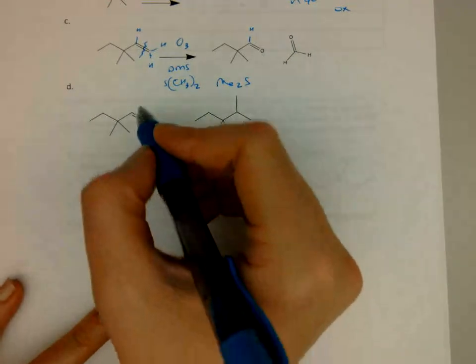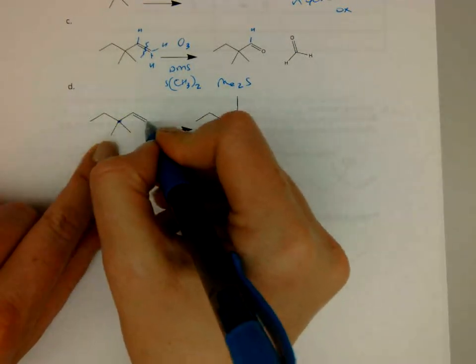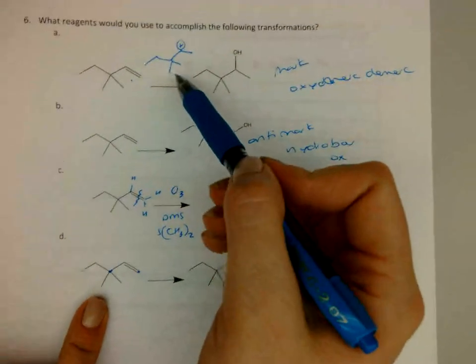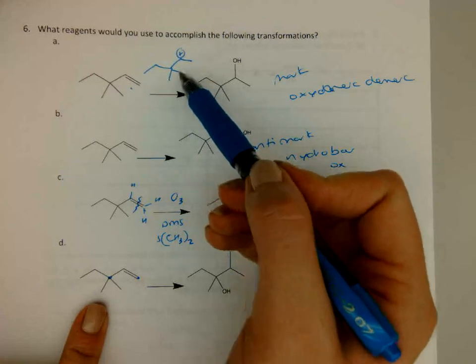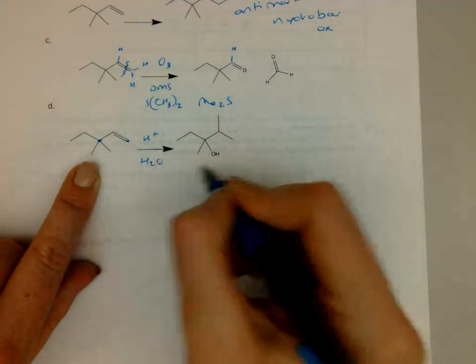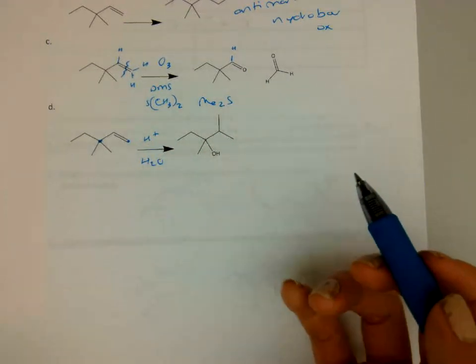And then this last one, it looks like water is added, but not across the double bond. Water is added here and here. And that makes me think of the methyl shift that we saw taking place in the first question. So that's how I know it's going to be H plus and H2O for this one, because there has to have been a methyl shift to occur for this to work. So hopefully that's helpful for you.